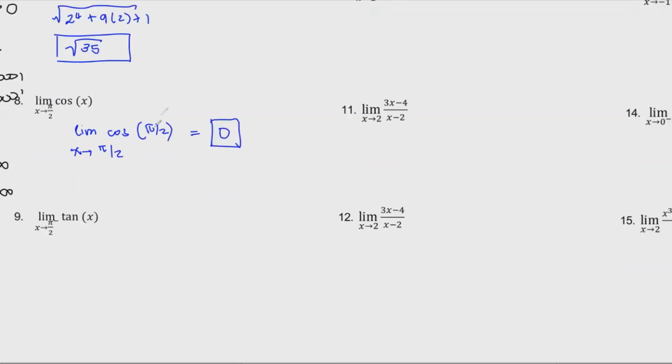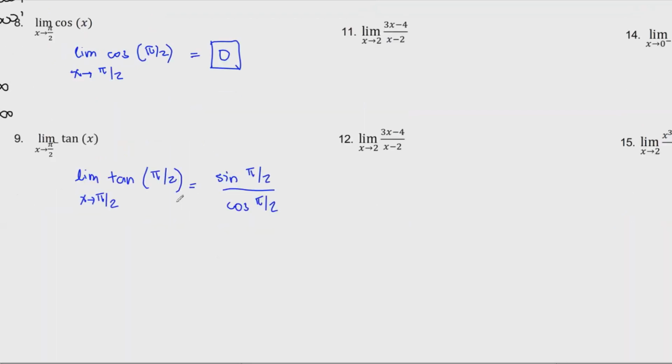For the next one, we have the limit of tangent of x as x approaches pi over 2. So here we just substitute pi over 2. Remember, tangent of pi over 2 is not easily evaluated by using tangent directly. We might want to rewrite it in terms of sine and cosine so that we can get an idea of what the answer would be. So sine pi over 2 over cosine pi over 2: sine pi over 2 is 1, cosine pi over 2 is 0, and 1 over 0 is undefined.